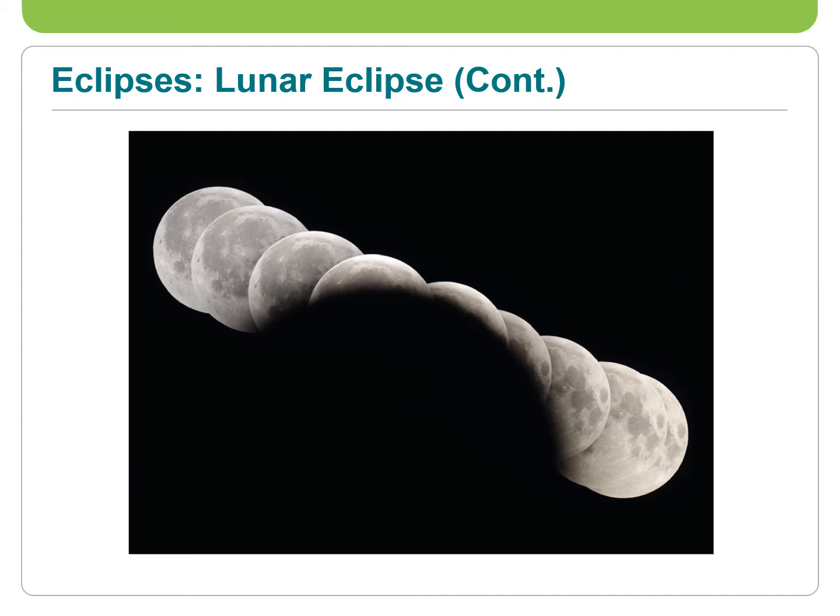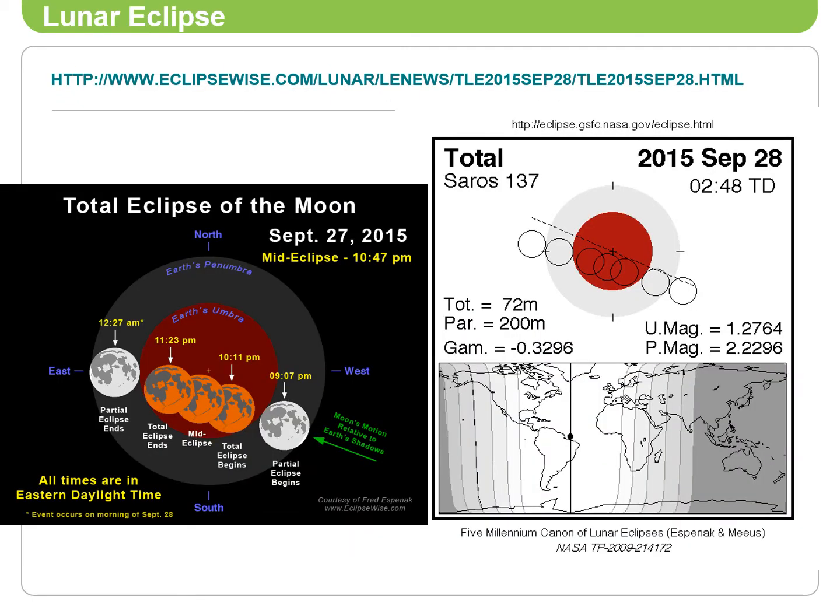The circular shape of the Earth's shadow on the moon led ancient Greeks to believe that the Earth is round. This diagram shows the timing of the total eclipse of the moon that happened on September 2015. Lunar eclipses last for hours.